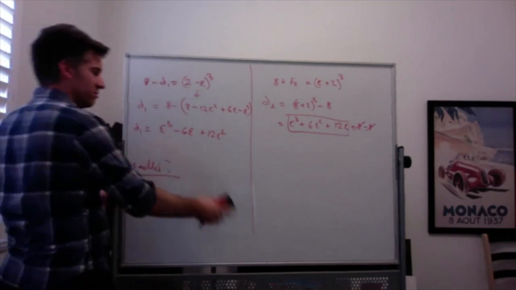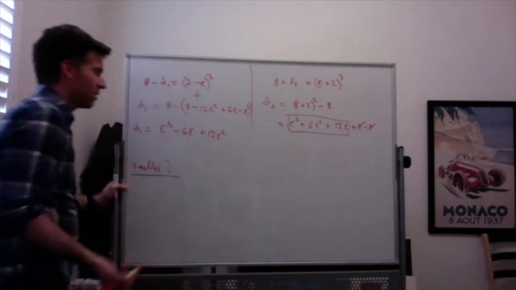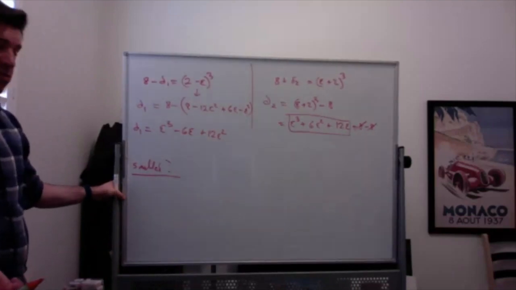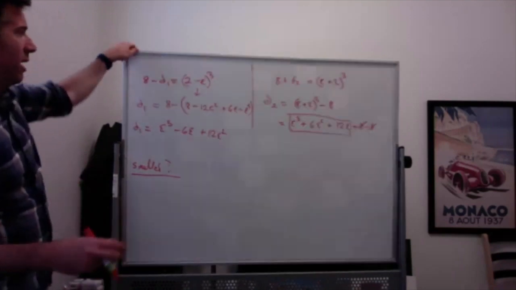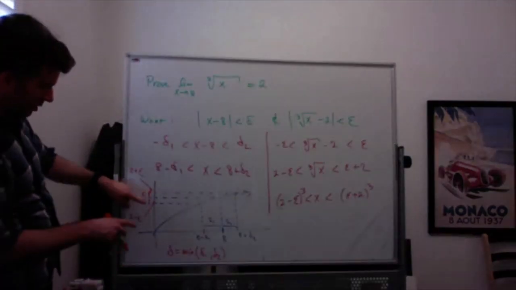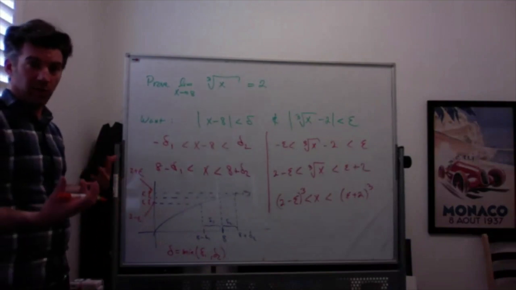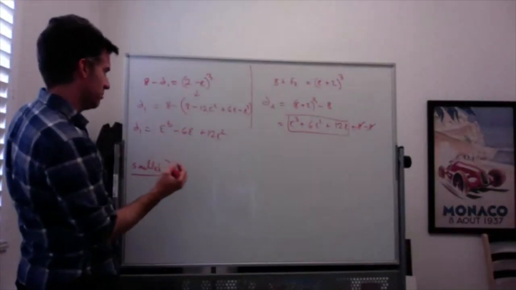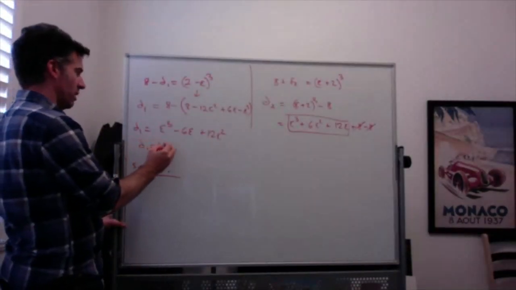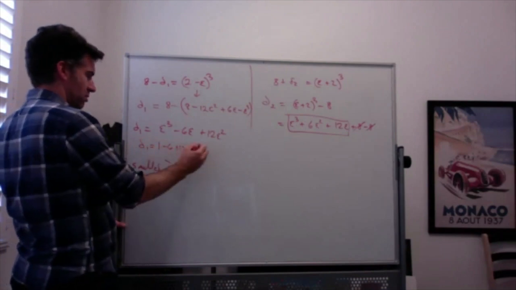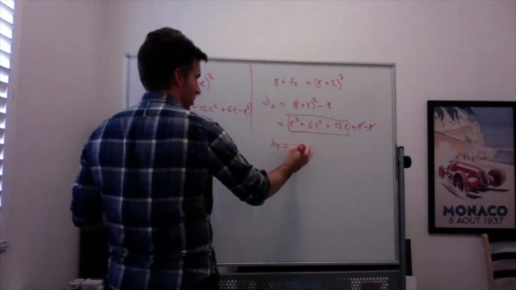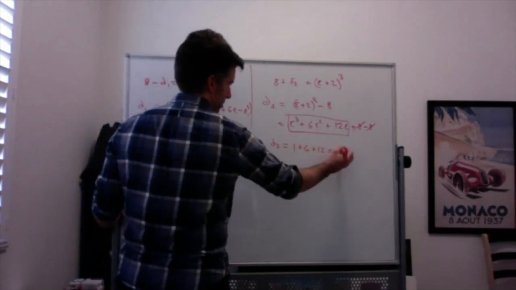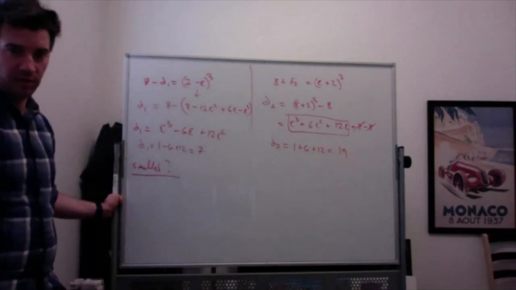I'm pretty sure it's this one. And again, I would just check by plugging in a number like 1. You don't want to go too big, otherwise you get weird stuff happening. But it certainly seems reasonable to go up 1 and down 1 and still be in a not weird part of the graph. So I plug in 1. Delta 1 is going to be 1 minus 6 plus 12, which is 7. I plug in 1 here, and you get 1 plus 6 plus 12, which is 19. So delta 1 appears to be the smaller choice.